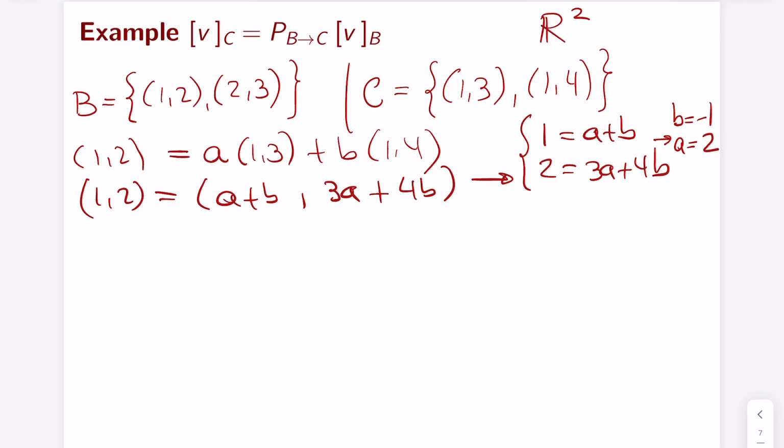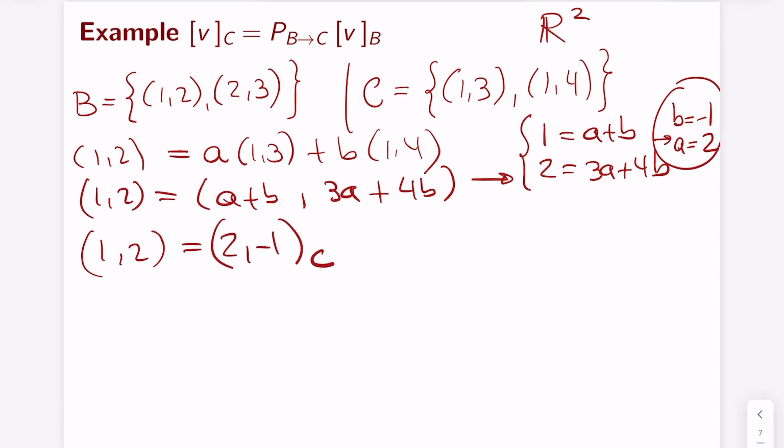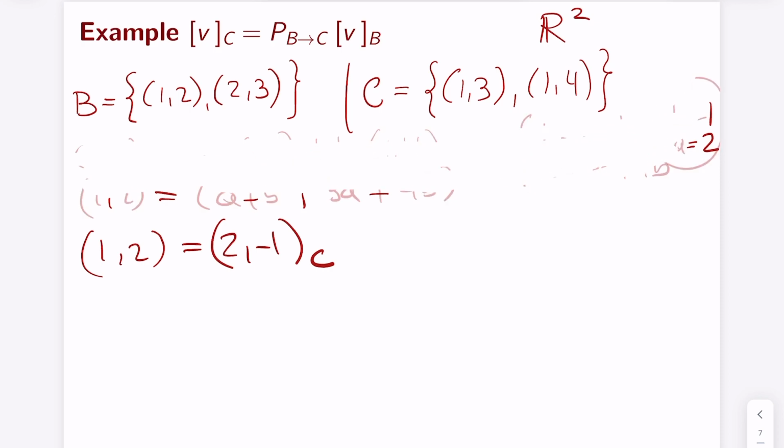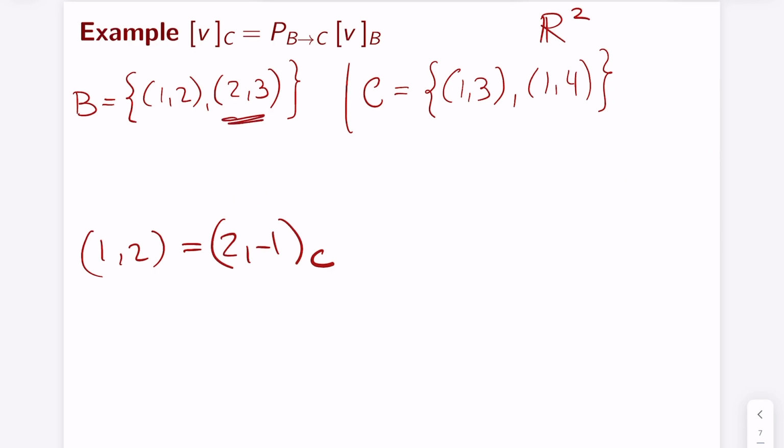So we know then that the vector (1, 2) is actually the vector (2, minus 1) in the base C. Okay, so that is what we are interested in: the coordinates of the vector in the base C. We are done then with the vector (1, 2). Now we have to do the same with the other vector in the base, in this case (2, 3).